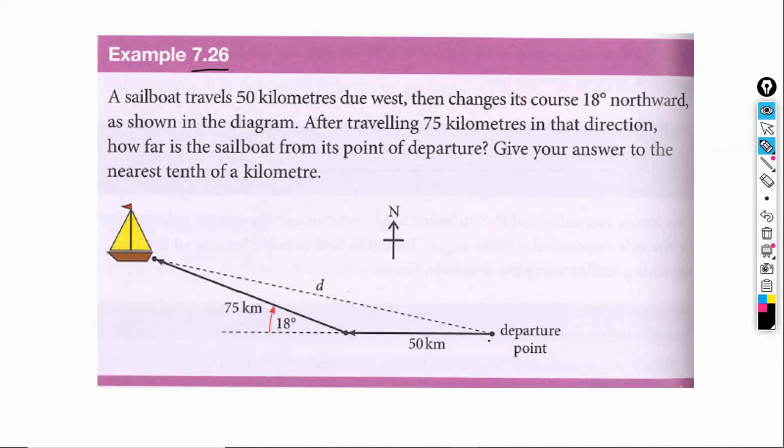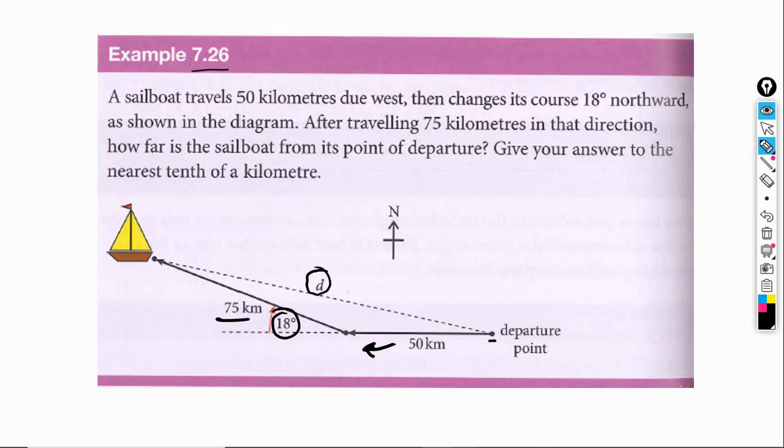west, so this is the departure point, and then due west it goes 50 kilometers. Then it changes its course 18 degrees northward, as shown in the diagram. After traveling 75 kilometers in that direction, how far is the sailboat from its point of departure? Give your answer to the nearest tenth of a kilometer. Okay, so they want us basically to find D.